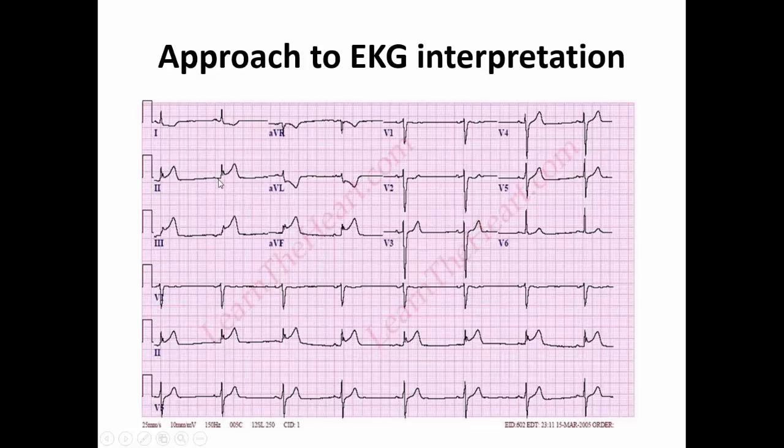And then looking at our QRS complex, it may be slightly widened here, but not bundle branch wide. And then you see ST elevation in the inferior leads with reciprocal changes in 1 and AVL. So inferior MI.